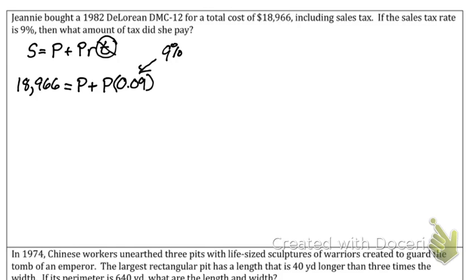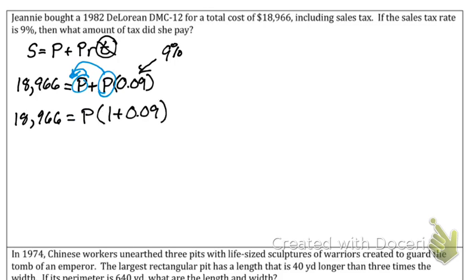Now we have to solve for P, but there's two of them. This would be the time that you're going to factor out a P, so that we just have one of them and we can actually solve it. So that's going to give us 18,966 equals P times 1 plus 0.09. One step further, that would be 18,966 equals our principal times 1.09. Now all we have to do is divide both sides by 1.09.